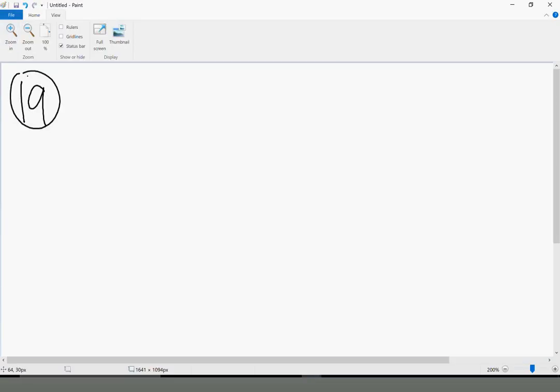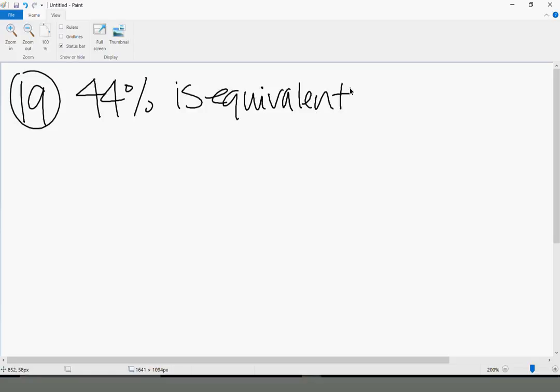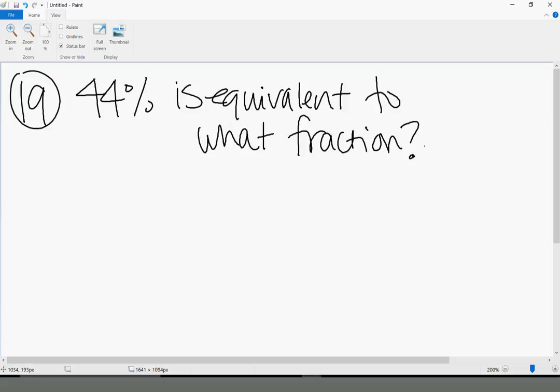Okay, 19. So it says 44% is equivalent to what simplified fraction? Okay, so 44% is the same thing as 44 over 100. And so we want to simplify this fraction.